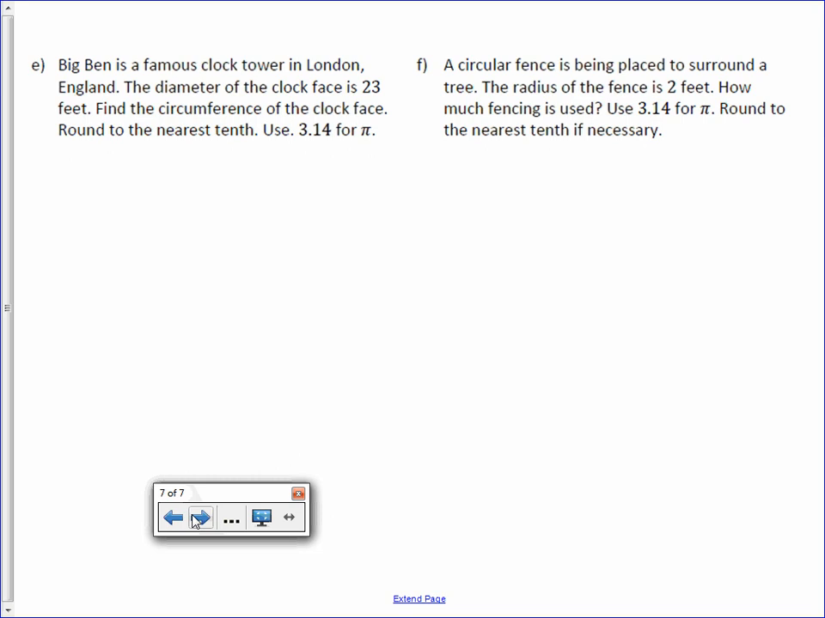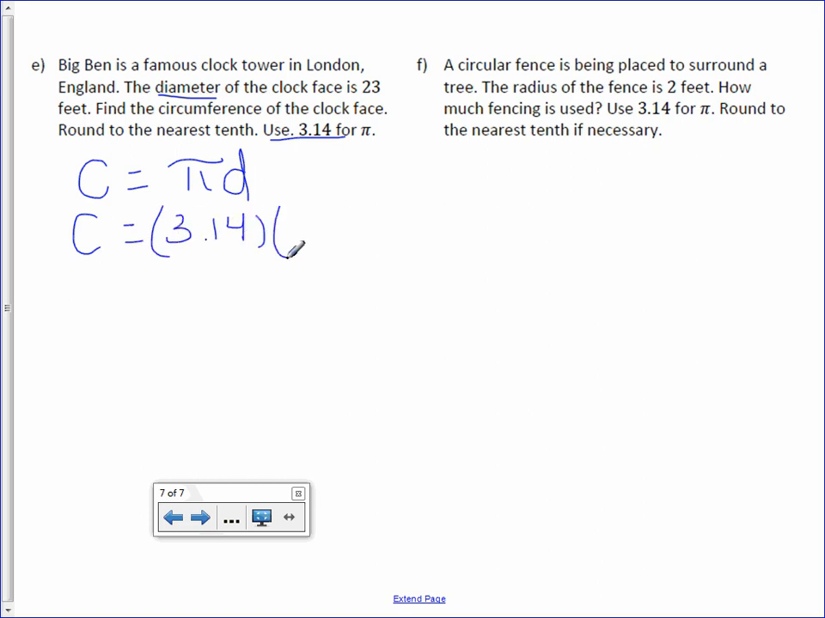Letter E. Big Ben is a famous clock tower in London, England. The diameter of the clock face is 23 feet. Find the circumference of the clock face. Round to the nearest tenth, use 3.14 for pi. So this time we're using 3.14. We are given the diameter, so circumference equals pi times the diameter. Circumference equals 3.14 times the diameter of 23.